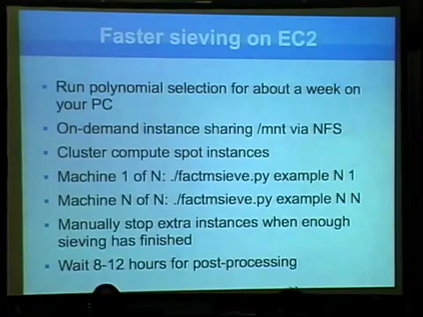up a bunch of cluster compute spot instances. I don't know how familiar people are with EC2. They have a system where you can bid on spare capacity in the system, which will let you get a resource that normally costs $2.50 an hour for 25 cents an hour, as long as you don't mind having it shut down unannounced if somebody wants to pay more than you. For this, that's fine. So you've got one node that'll be a master for the computation and a bunch of slave nodes. I did this with 16 instances. The sieve phase took about 6 hours and cost me about $100.